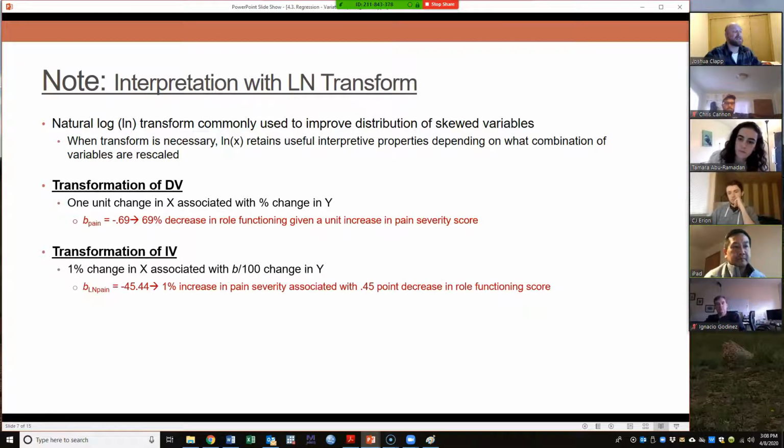If we transform our IV, let's say instead we had a predictor that had a bad skew, and so we decided to apply a log transform to the predictor, but our outcome was still in the raw value. Same type of thing, but what we can now do is interpret that unstandardized coefficient as a 1% change associated with a change in my outcome of the coefficient over 100. So here, if I had applied a natural log transform of pain, my predictor is transformed, but my outcome is not.